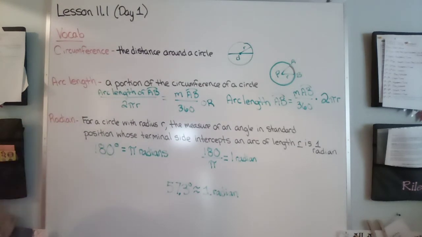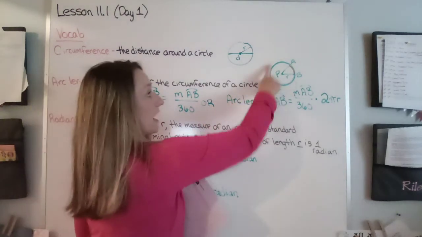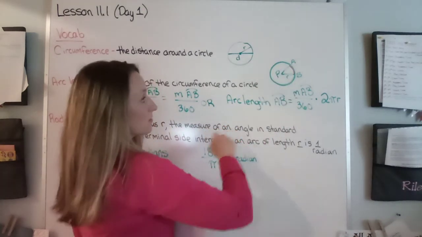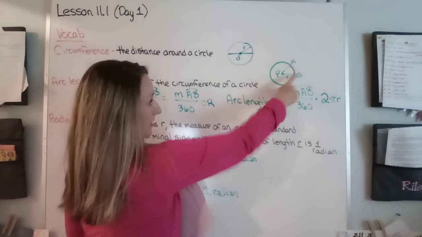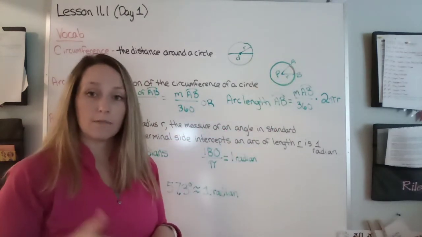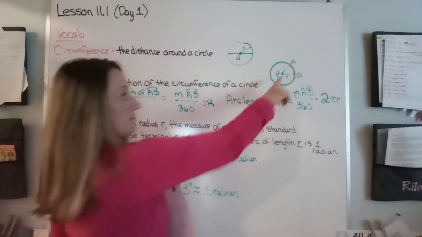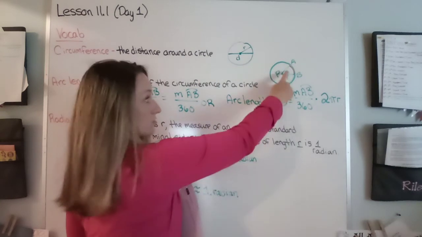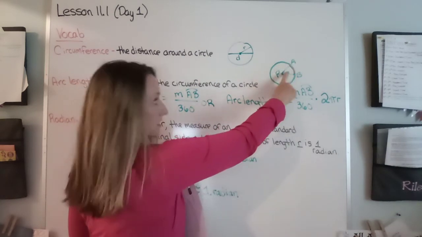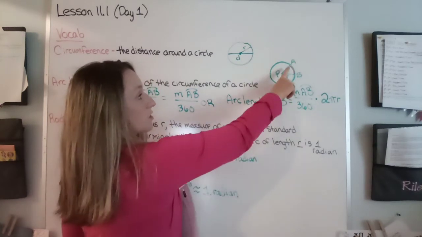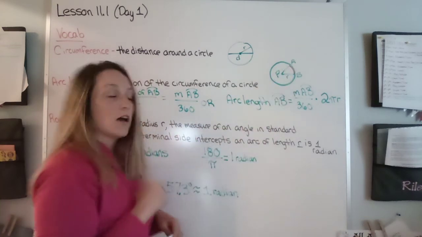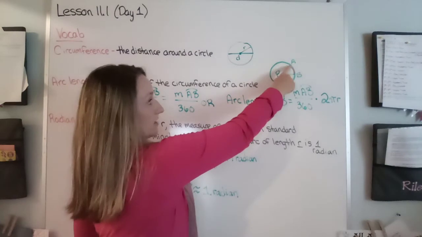Arc length, a portion of the circumference of a circle. If we don't want to talk about the entire circumference, but a portion of that circumference, we're talking about the length of arc AB. That's different than the measure of arc AB, which we talked about in the last chapter. The measure of the arc is equal to the measure of the central angle. But the length of the arc is the portion of the circumference that this arc represents. Here we have arc AB highlighted in red.